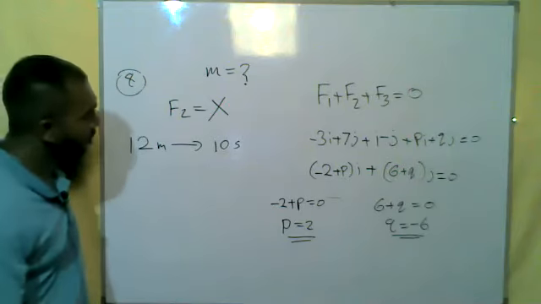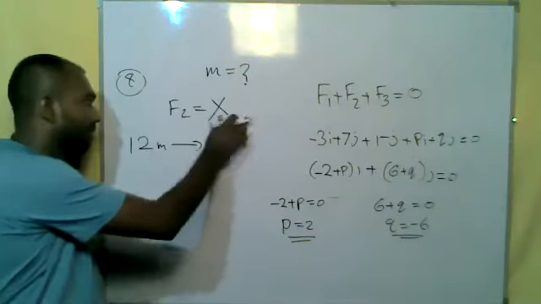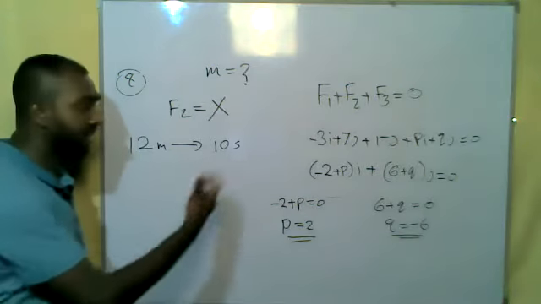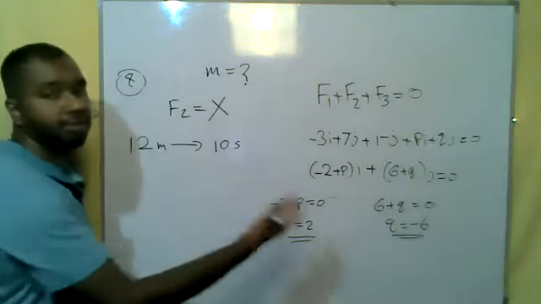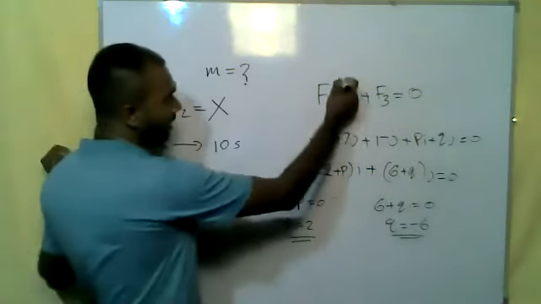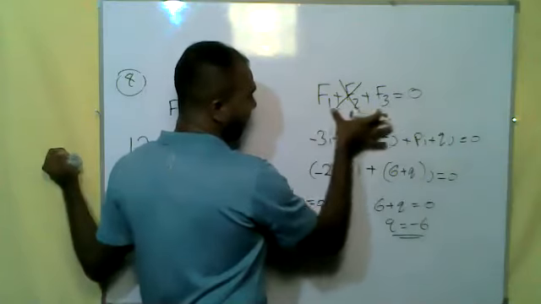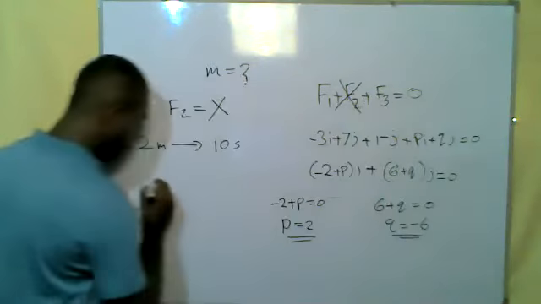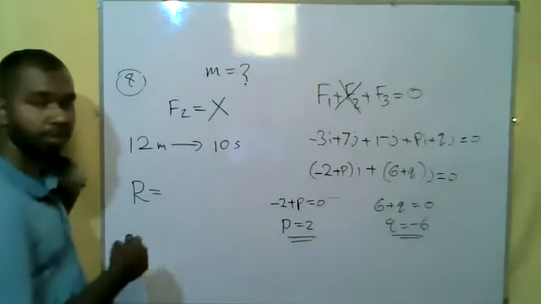Now let's think how to do it. When the force 2 is removed, now we can find what? The resultant force acting on this object. How to find the resultant force? Now there is a net force acting upon it because F2 is not available. So now we can't say the sum of all these three is equal to 0, because F2 is not there.